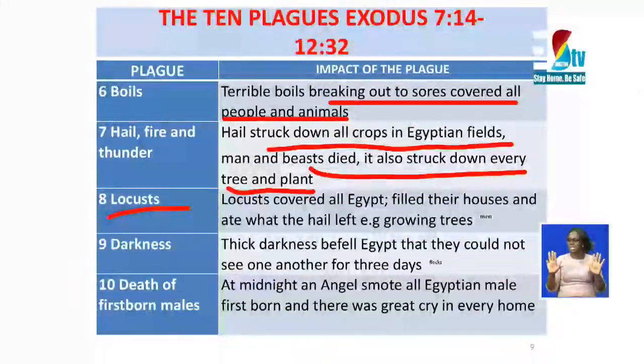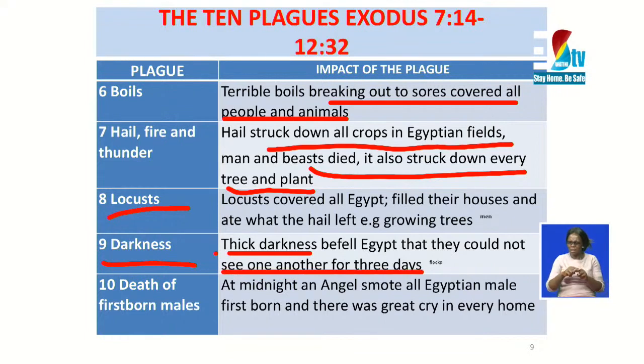And then in the 9th plague, you find that darkness befell Egypt. So it was not just the darkness that we are familiar with, but instead it was a thick kind of darkness, as you can see here. It befell Egypt so that they could not even see one another. It lasted for 3 days. So that was the moment when Pharaoh decided to call Moses and Aaron.